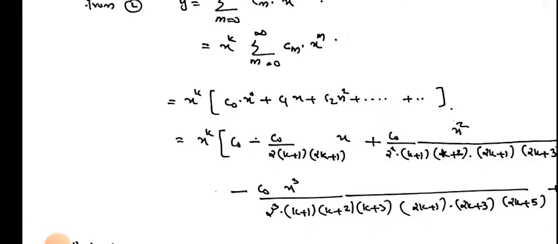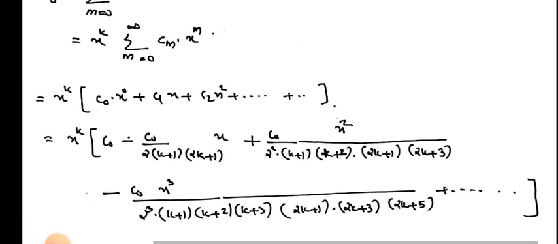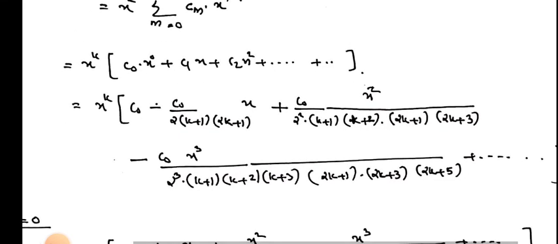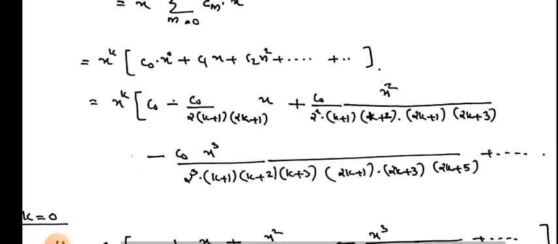So we get x raised to k of C naught minus C naught divided by (2k plus 1), plus C naught x divided by 2 into (k plus 1), (2k plus 1), plus C naught x square all divided by 2 square into (k plus 1), (k plus 2), (2k plus 1), (2k plus 3), minus C naught x cube all divided by 2 cube into (k plus 1), (k plus 2), (k plus 3), (2k plus 1), (2k plus 3), (2k plus 5) etc.